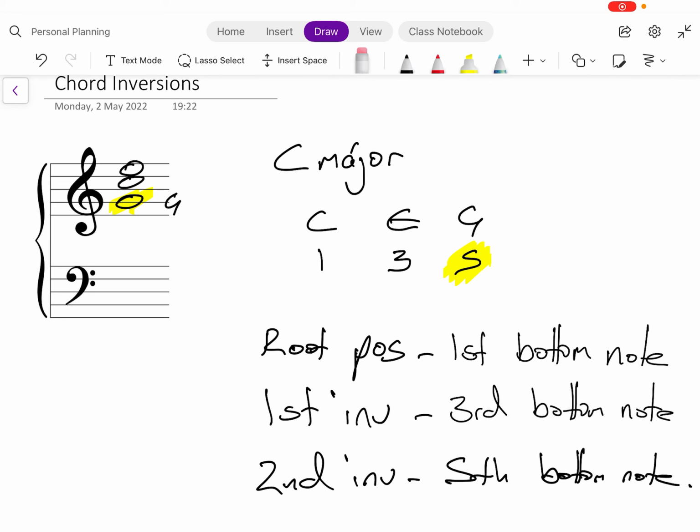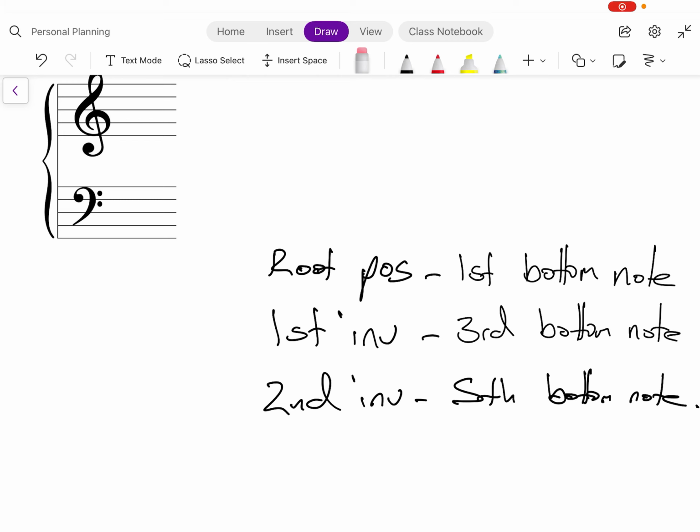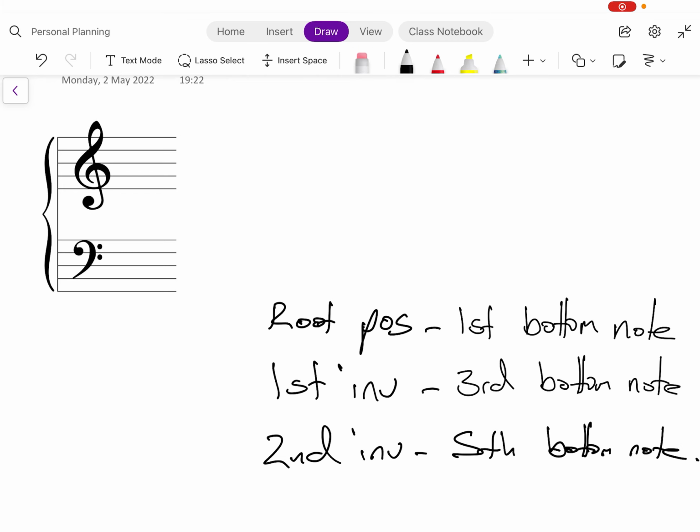Okay, so bearing that in mind, let's look at a couple of questions that we might get asked. Let's say I get given this chord here, okay? Let's say I've got a D, an F sharp, and an A. Let's say I've been asked to identify what this chord is, and I also need to identify whether it's in root position, first inversion, or second inversion. How do I work that out?